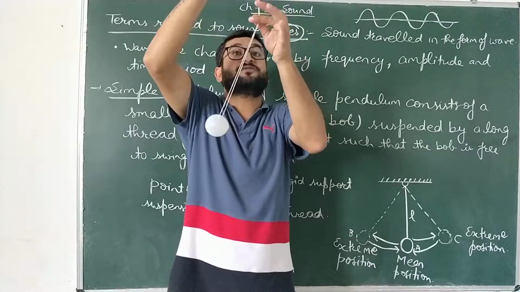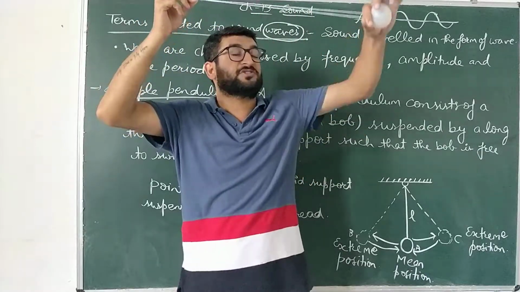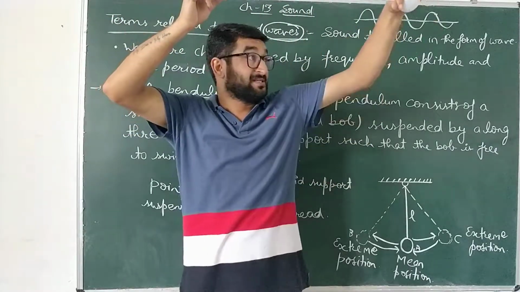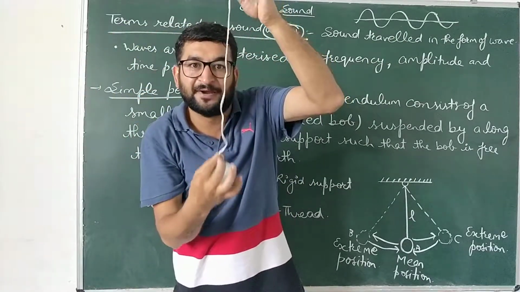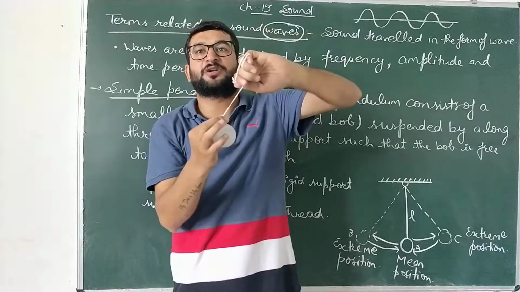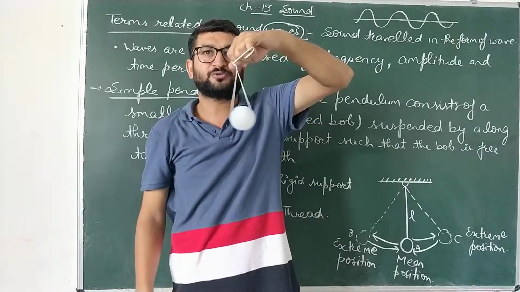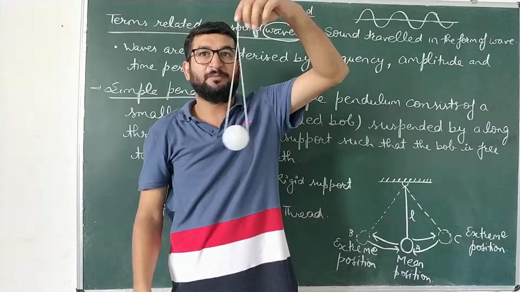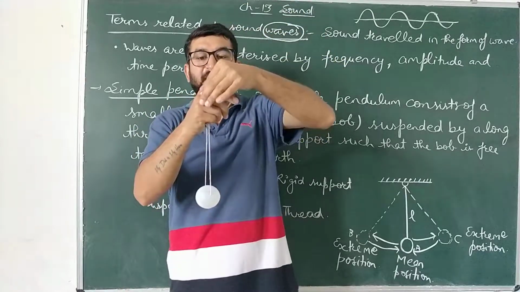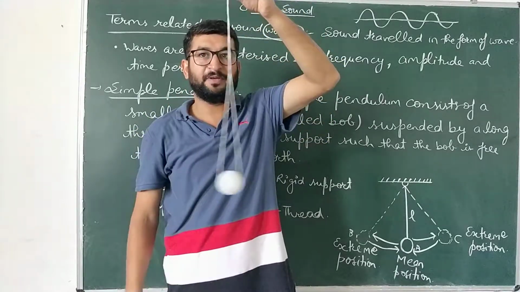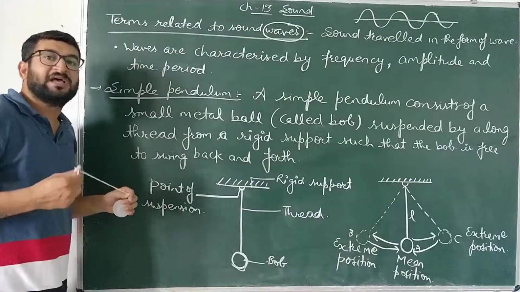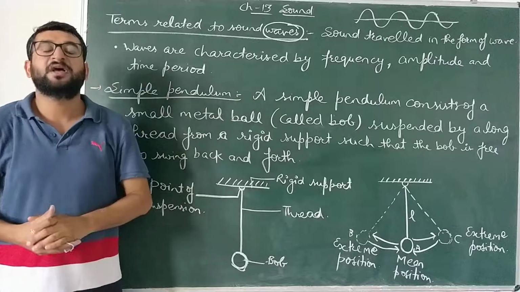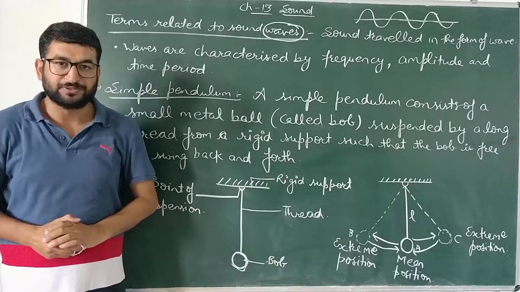The motion of this bob and the distance of the extreme position depend on the length of this thread. If this thread is shorter, then the extreme position will be smaller, and if the thread is longer, then the extreme position will be higher. So this is what the simple pendulum is, and its motion about its mean position.